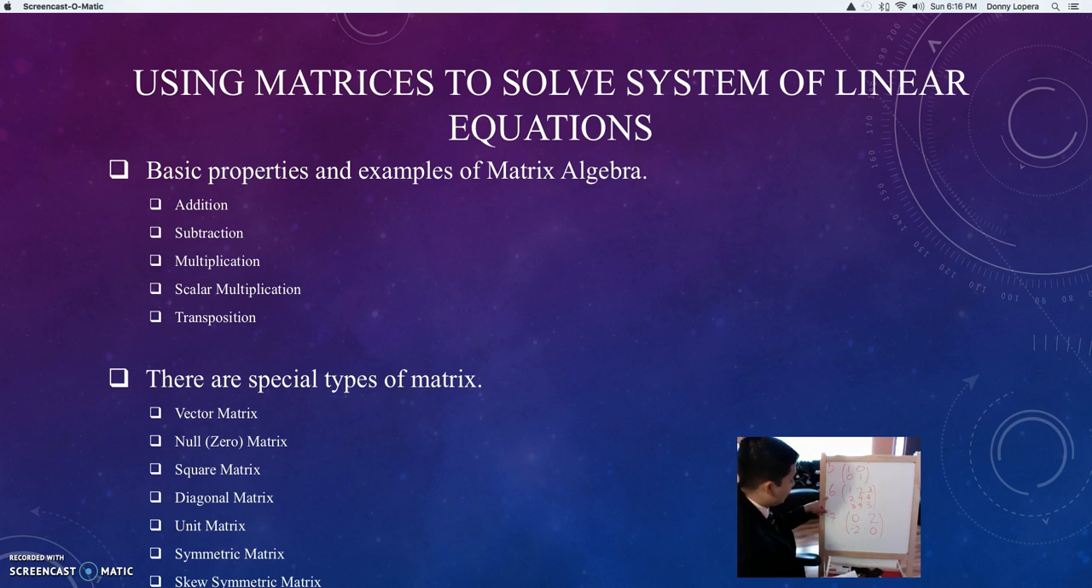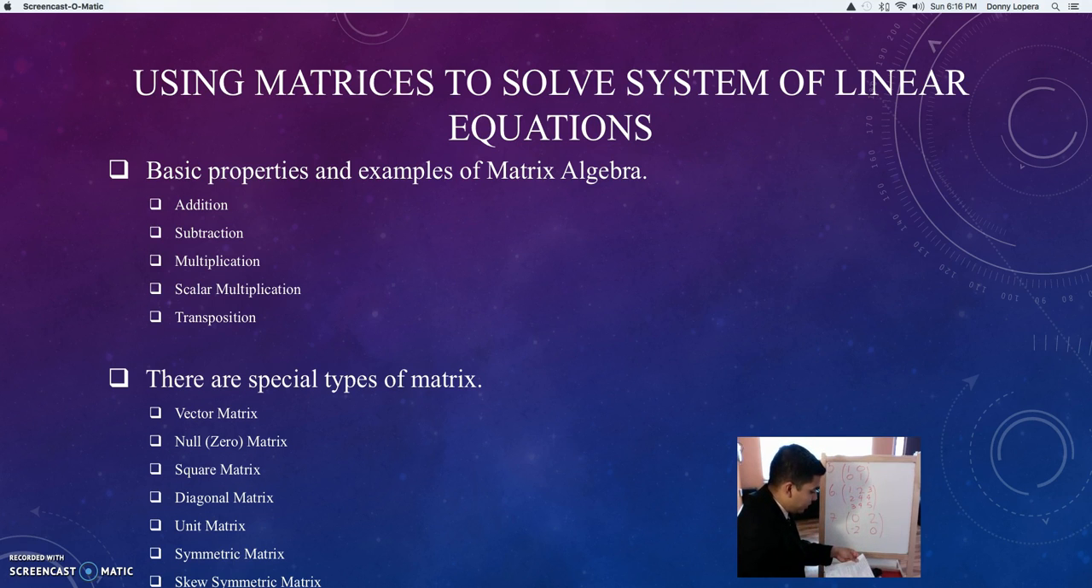And the other we have is the symmetric matrix. It's a square matrix where all the elements are symmetric. For example, you have the diagonal and you have these 2, which is symmetric with this one, these 3 is symmetric with this one, and the 4 is symmetric with that one.